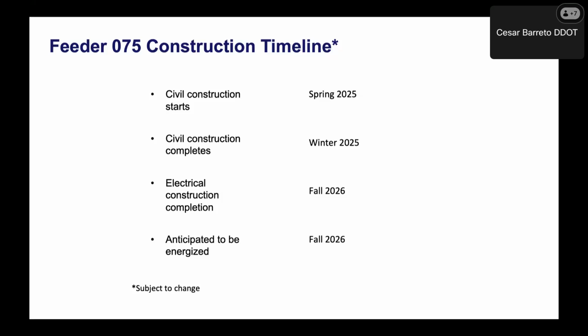Our civil construction is expected to start in spring 2025, followed by a completion in winter 2025, and then the electrical construction phase will start in fall 2026, followed by energizing in fall 2026. I apologize, the electrical construction completion is fall 2026.